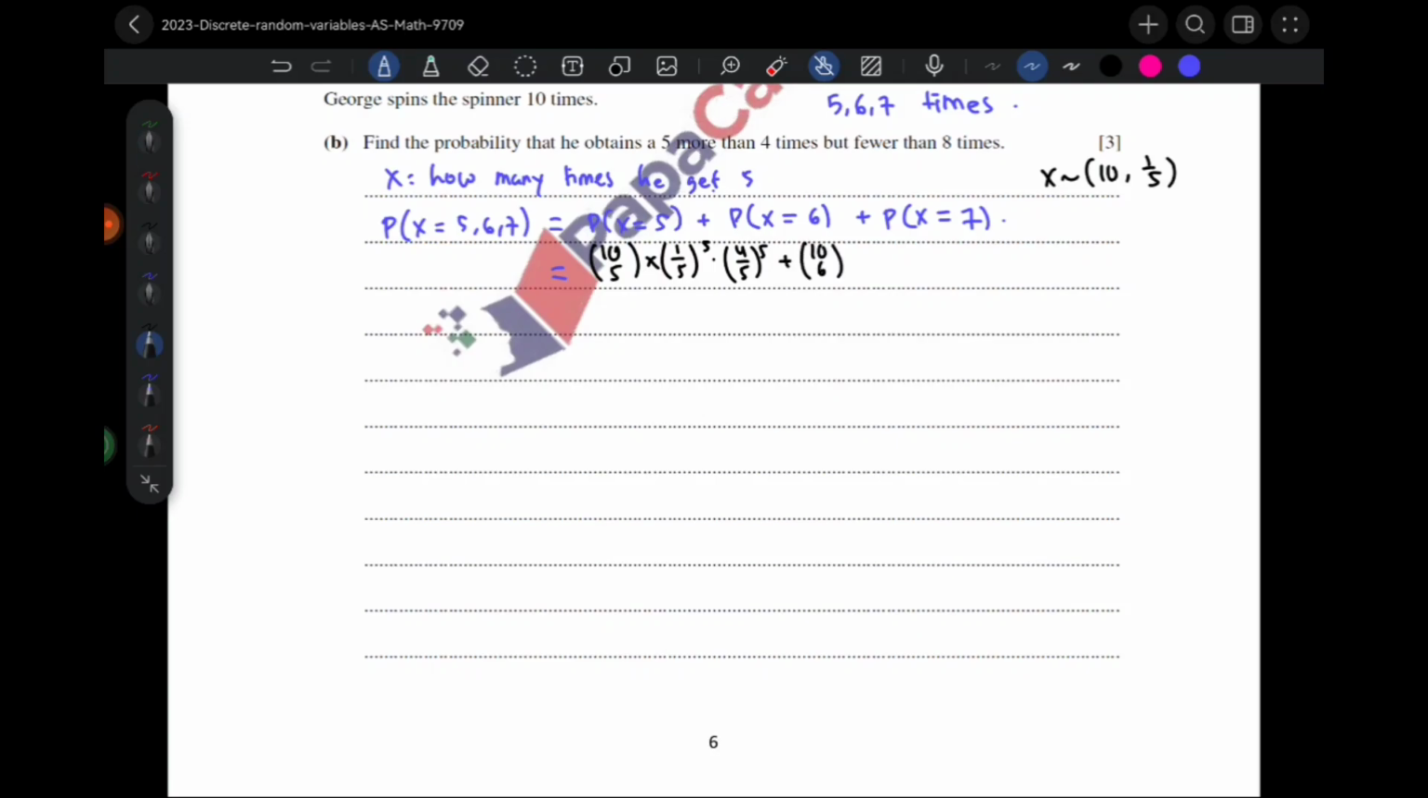Then 10c6 times 1 over 5 to the power of 6 times 4 over 5 to the power of 4, plus 10c7 times 1 over 5 to the 7 times 4 over 5 cubed. Okay, so the answer is 0.0327. It's quite low, yeah. 3 significant figures.